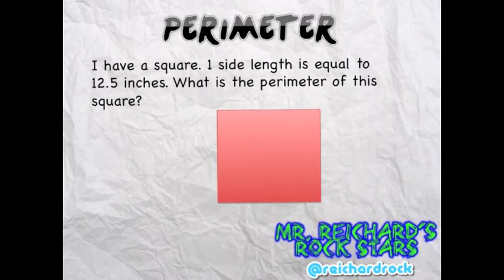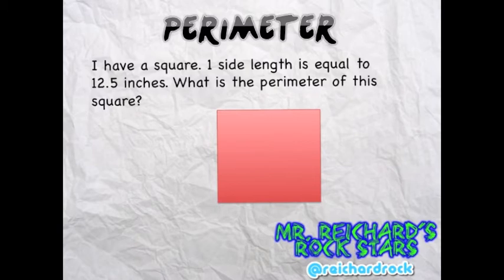Now let's look at this example. I have a square, as you can see right here. One side length is equal to 12.5, 12 and 5/10 inches. What is the perimeter of this square? Very good question, I must say.